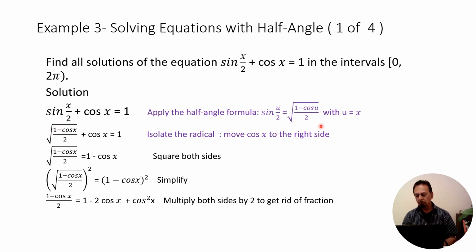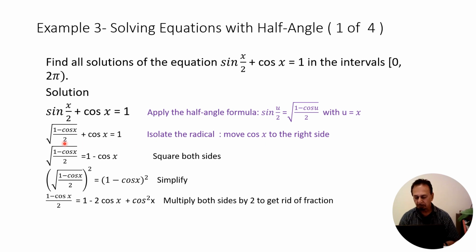Sine u over 2 equals square root of (1 minus cosine u) over 2, with u equal to x. So we replace sine x over 2 using this formula. So we write square root of (1 minus cosine x) divided by 2, plus cosine x equals 1.